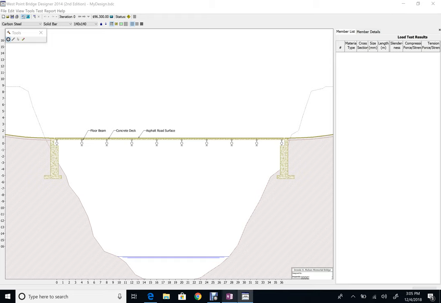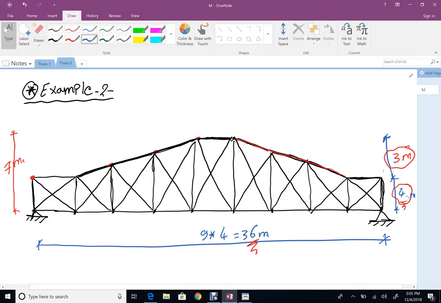I will start with the first node, this one, second node. The first node at height 4 meter, the second node will be the same. Third node, this one, and this one, and this one. The total height here is 3 meter. That means each node is 1 meter higher than the previous one.